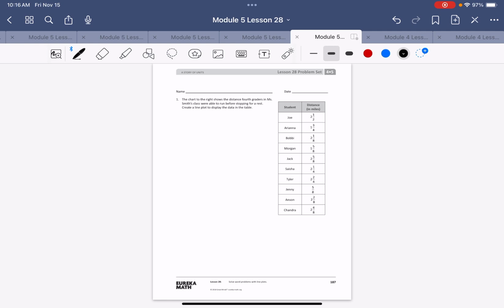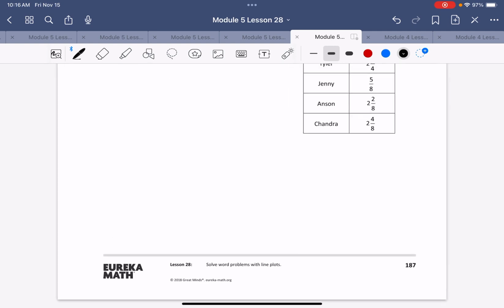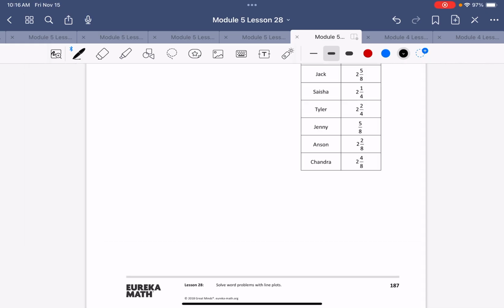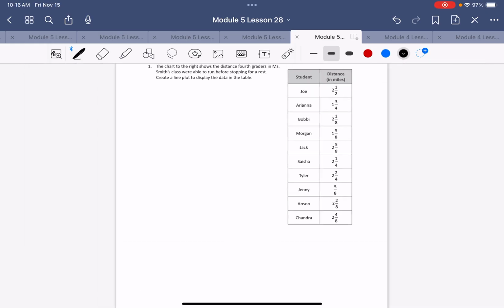All right, today we're on lesson 28. That is on page 187. So you need to go to 187 in your math book. And you can pause the video at any time if you need to write things down.